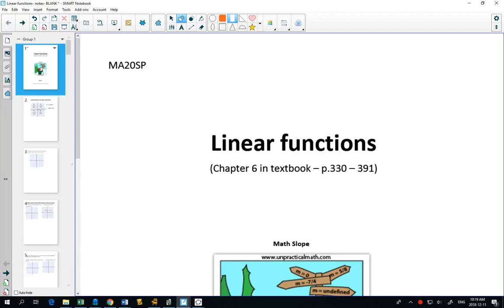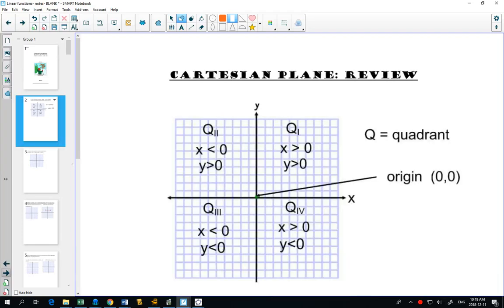Linear functions. Okay. A review of our graphs. We title our graphs and we call our Cartesian plane, which is split up by our axes. We have our x-axis and our y-axis. Right where they cross is the origin.